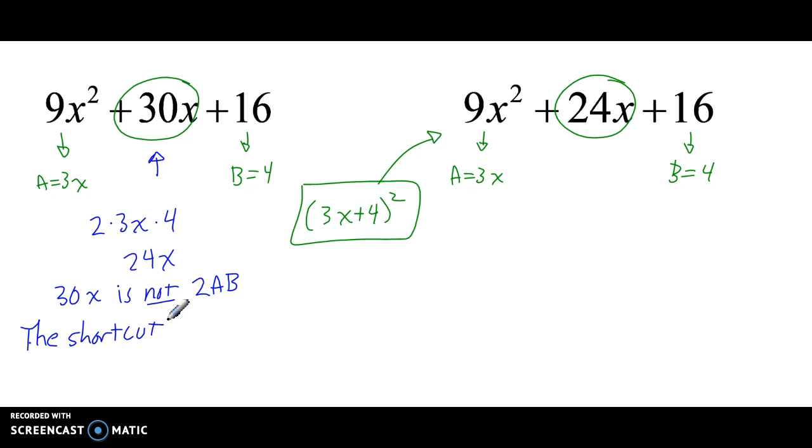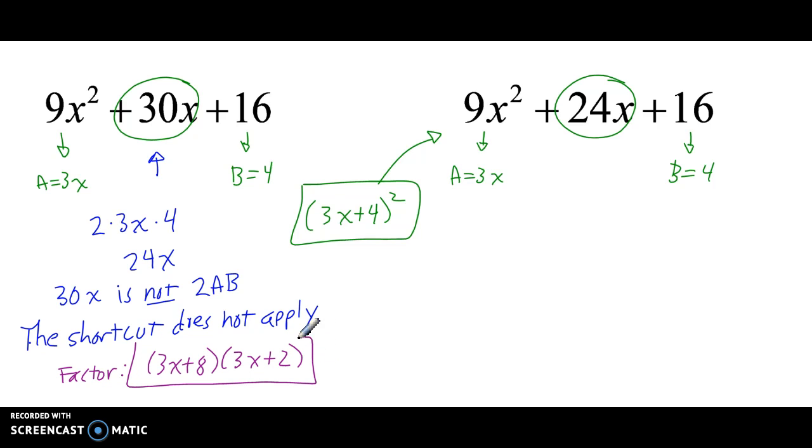Now, that doesn't mean it doesn't factor. It just means it doesn't factor the easy way. The way it factors, well, you'd have to use something like from section 5.3. You'd end up with 3x plus 8 times 3x plus 4, or sorry, plus 2. So it does factor, but it doesn't factor using the shortcut. You have to factor it the other way, the more basic way.